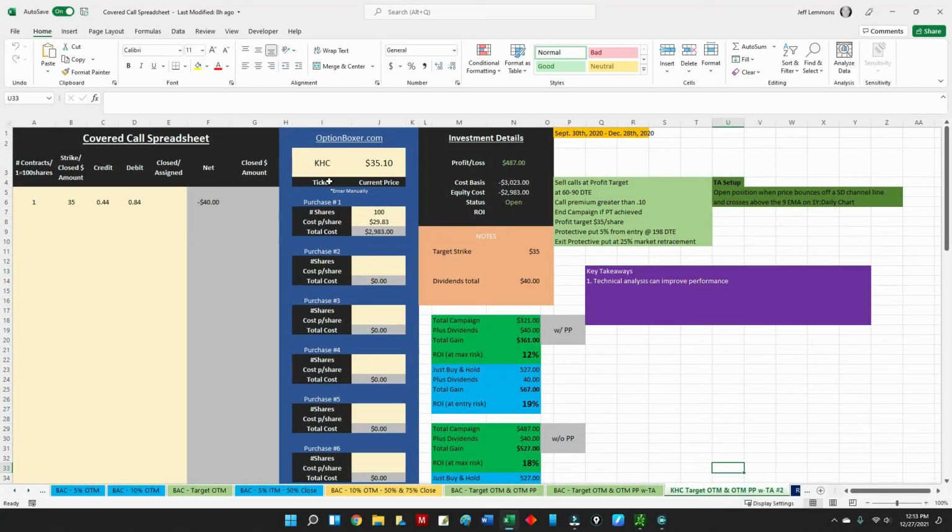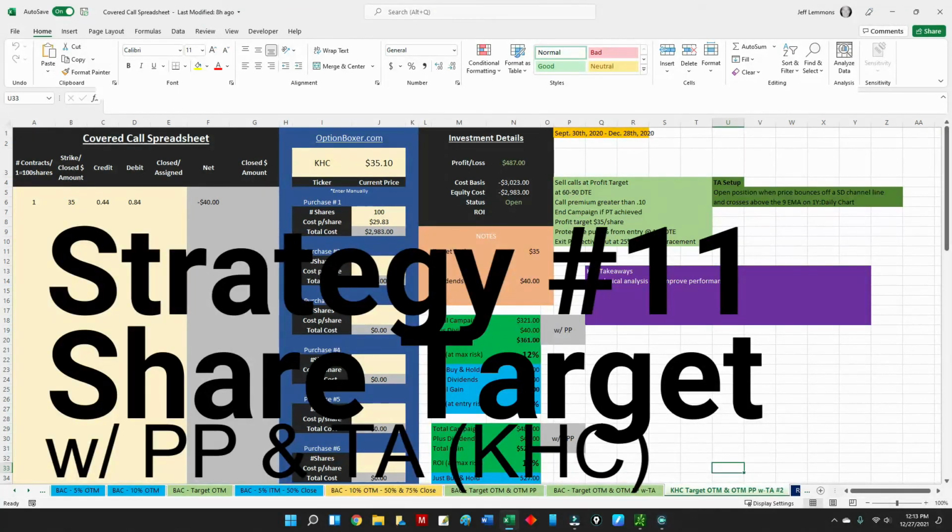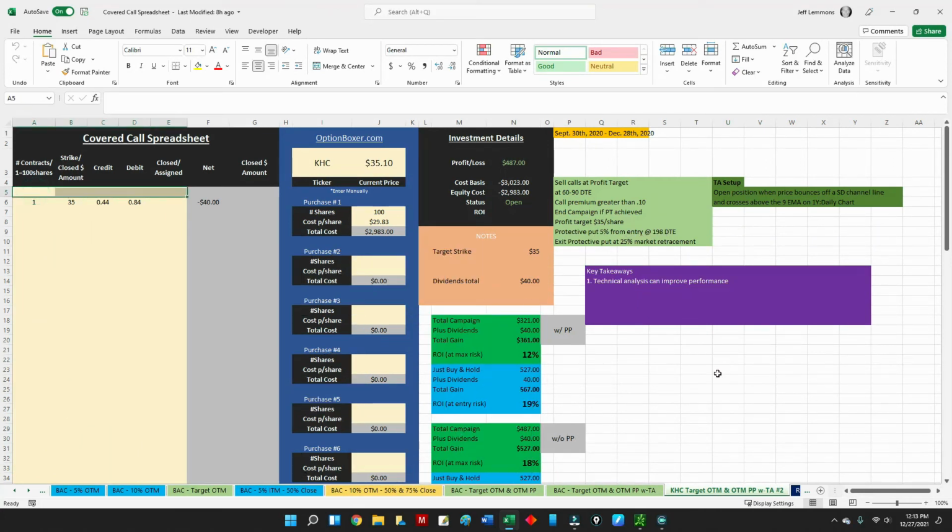And then just to kind of highlight the fact that it does work on other companies, I did this one test on Kraft Heinz, which is essentially the same test. And again, you can see the blank line here because I did have a protective put there, but everything else is identical. The one other takeaway I wanted to mention there was that technical analysis can sometimes dramatically improve the performance of the covered call strategy.